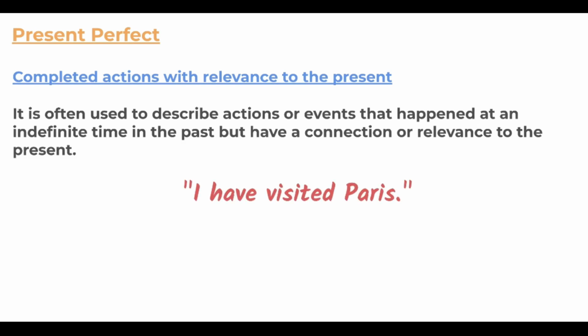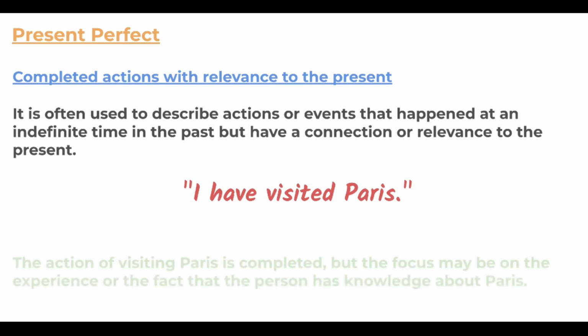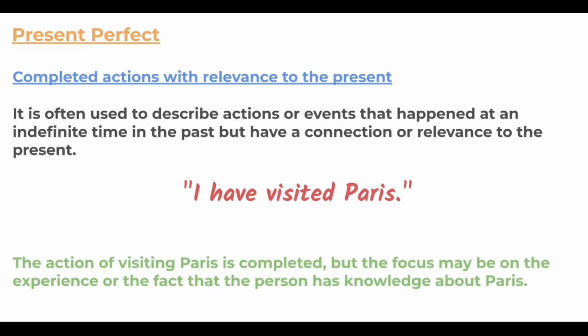For example, I have visited Paris. So we've completed the subject here, I, has completed this action. The visiting is over, it's completed, but the focus may be more on the experience or the fact that the person has knowledge about Paris, maybe, or could offer some travel advice. So you're saying that in the present, and it's relevant in the present, even though it was completed in the past. Okay, so that's one scenario.